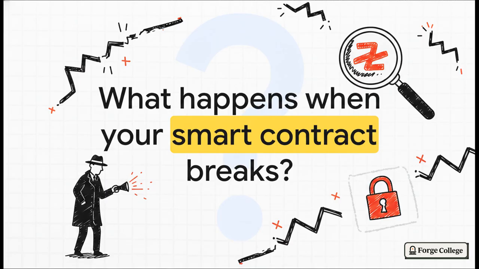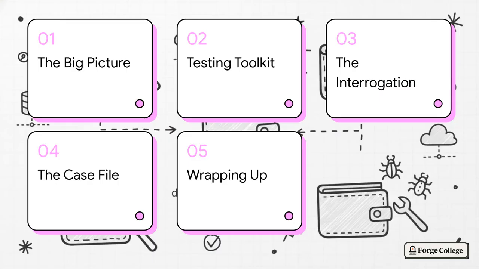Well, you don't panic. You become a detective arriving at a digital crime scene. You have to figure out exactly what went wrong, where it happened, and exactly which line of code is the culprit. So here's our game plan for the investigation. We're going to start with the big picture, get your testing toolkit all set up, actually run the interrogation, build our case file, and then we'll wrap the whole thing up.